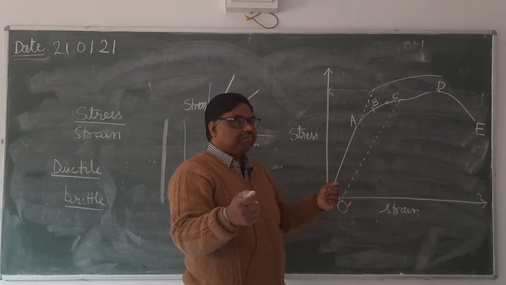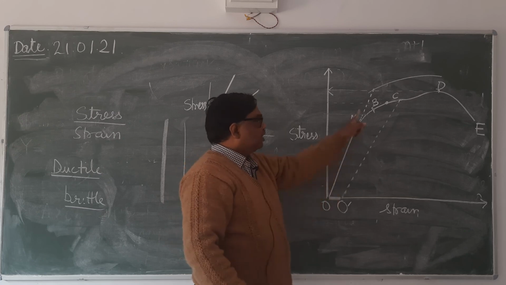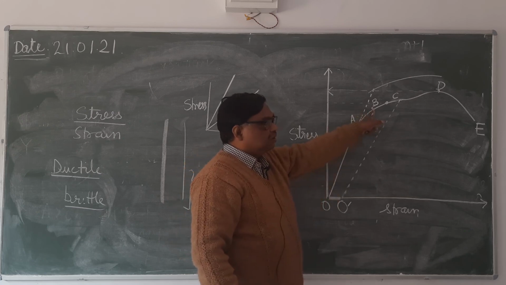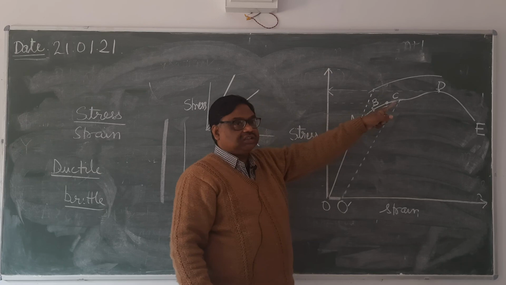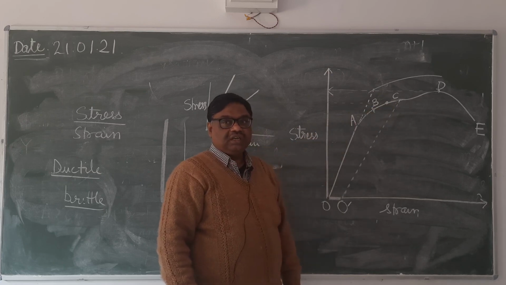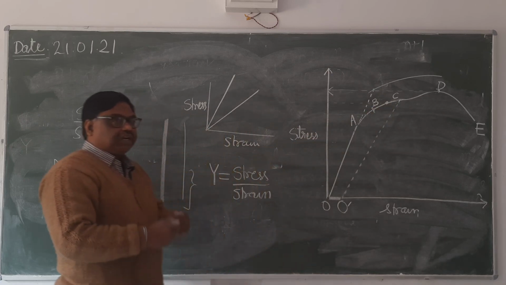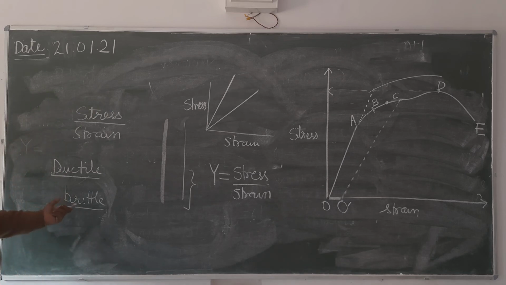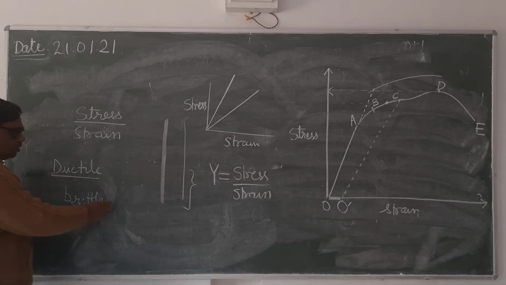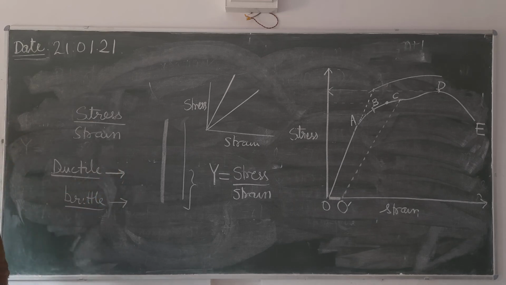रबर बैंड में क्या है? There is not much difference between the stress corresponding to B and the stress corresponding to D. It's clear? It immediately breaks. So here in brittle material, the plastic region is very small. Here in ductile material, the plastic region is very long.